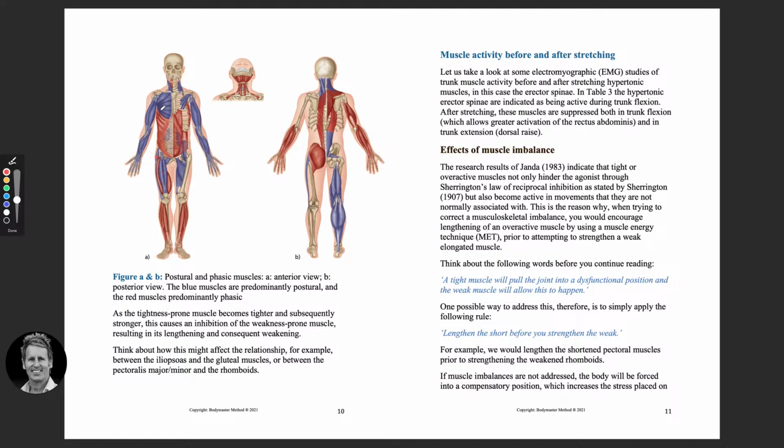TFL, and you can see all these pectoral muscles, the sternocleidomastoid, etc. They are the postural muscles, and then the obliques, the tibialis anterior, etc., the gluteus, the rhomboids, lower traps. Then these are what we call the phasic muscles.